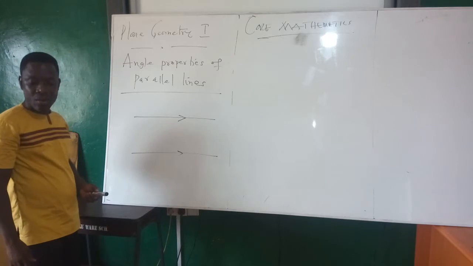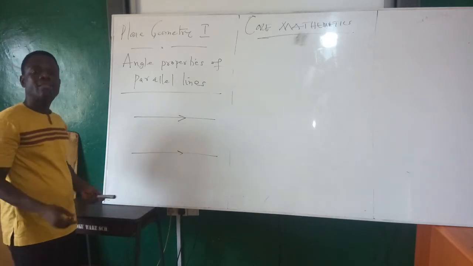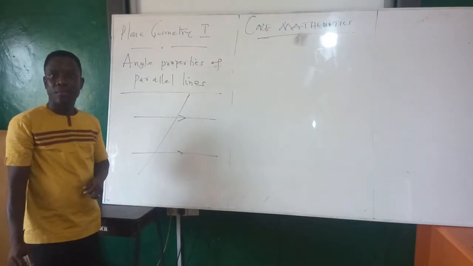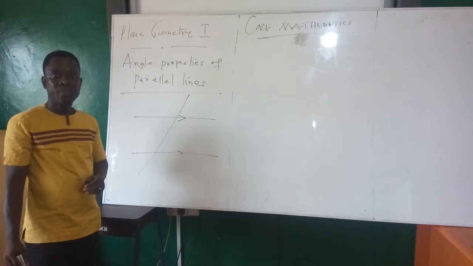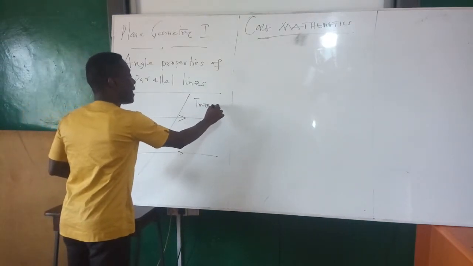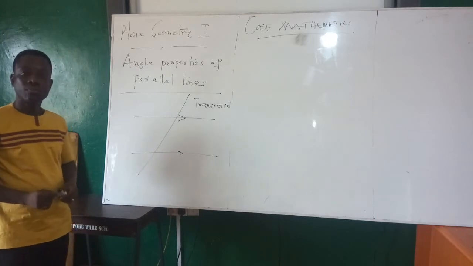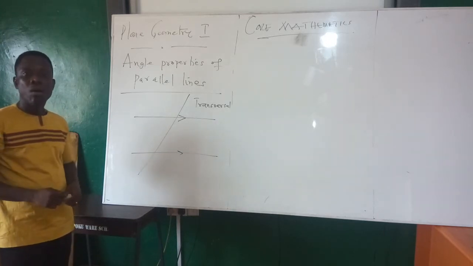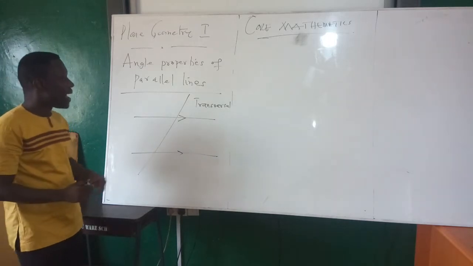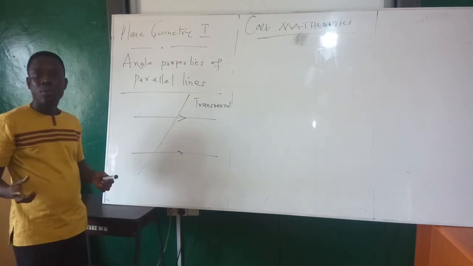Now, another thing we must understand is that anytime you have parallel lines, any line that cuts across the parallel lines has a special name. Any line that cuts across two or more lines that are supposed to be parallel is referred to as a transversal. And once you have a transversal cutting across two parallel lines, it's going to throw up 8 different angles.